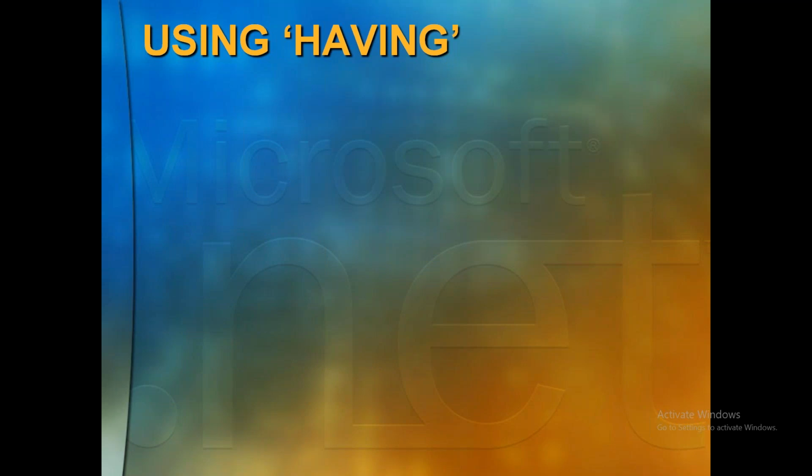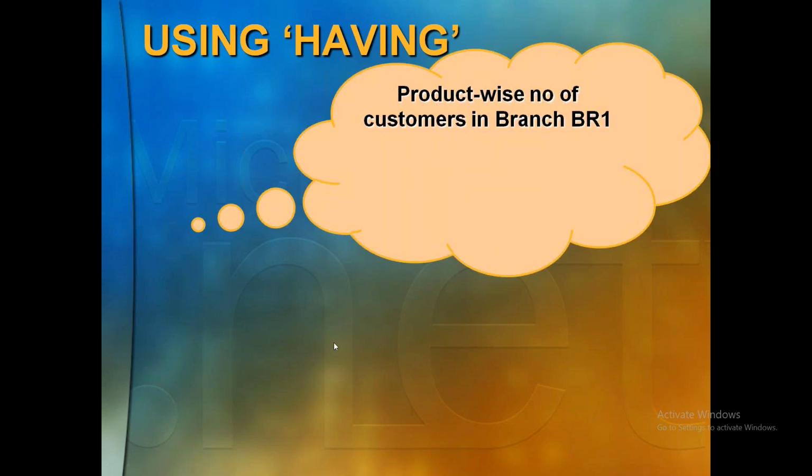Now, the next clause we're going to understand today is the having clause. Let me give you a query: product wise number of customers in branch BR1. Let me write this query. Product wise means the group by clause. Customers in branch BR1.